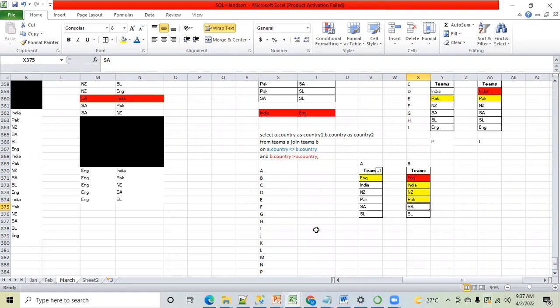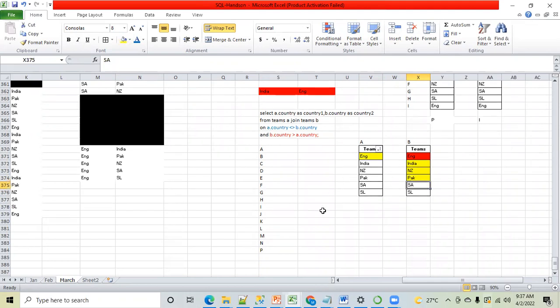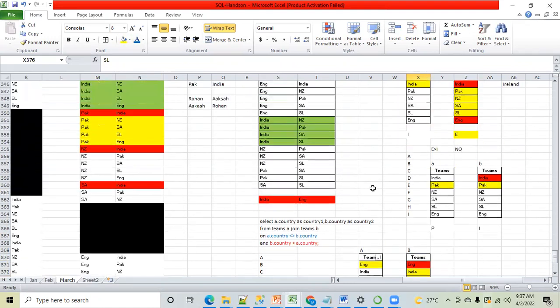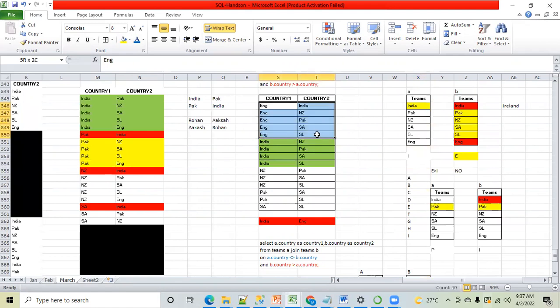South Africa, is S greater than E? So yes, S is greater than E. You will get this record as well. In Sri Lanka, yes, S is greater than E. You will get this record as well. So if you see in this output, we have all the combinations with England. This is present here. Correct? Is this clear, guys?